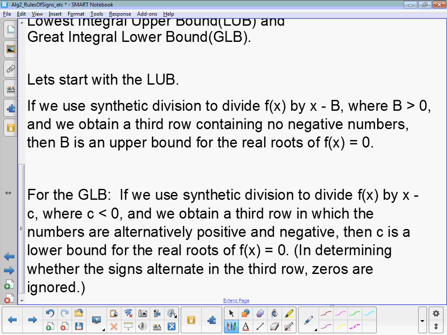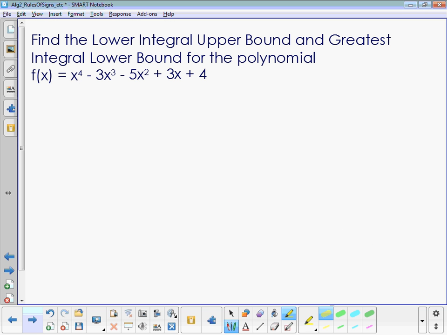Notice what it says here. We are using synthetic division. Synthetic division is going to be needed for these. So let's see if we can find a problem here. Find the lowest integral upper bound and greatest integral lower bound for the polynomial. So let's start with the LUB, the lowest upper bound.